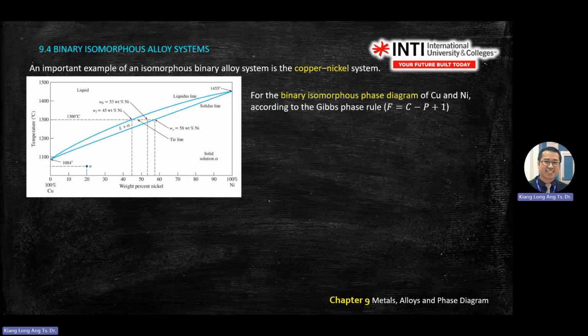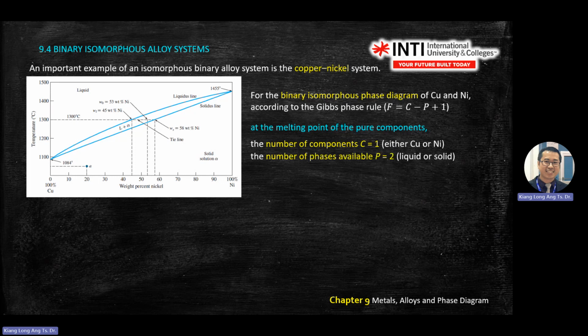Okay. Again, I highlight the Gibbs rule. Here the constant is +1 and not +2, because on this graph you don't see temperature and pressure. When you don't see pressure, the whole experiment is conducted at a constant pressure. So, for example, at the melting point of a pure component, the number of components is 1. So here is 1, here is 1. The number of phases is 2 when you have liquid and solid.